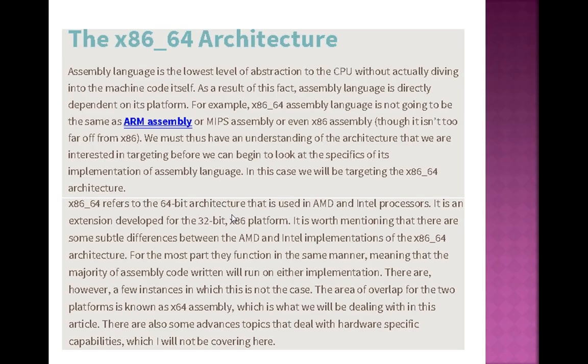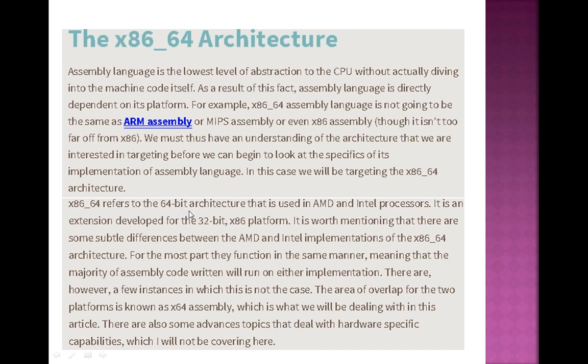Next is the x86-64 architecture. Architecture means how it is built, what the specification is, and what the internal parts of x86-64 are. Assembly language is the lowest level of abstraction to the CPU without actually dividing into machine code specification. As a result, assembly language is directly dependent on its platform. For example, x86-64 assembly language is not going to be the same as ARM assembly or MIPS assembly or even x86 assembly.